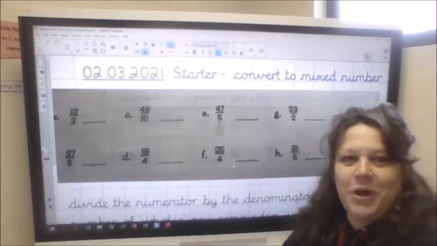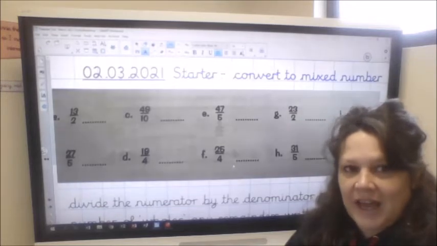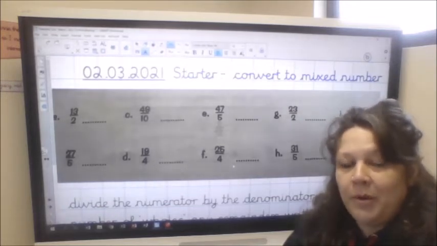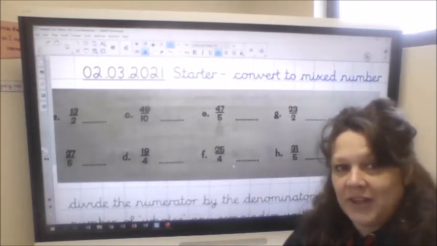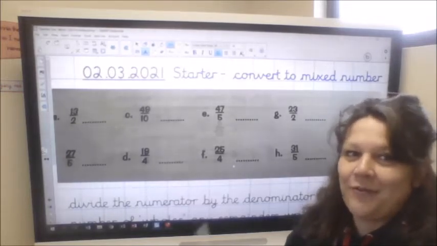Good morning, Year 6, and welcome to Tuesday's maths lesson. We're going to be focusing on percentages today in our main activity. But first of all, we've got a little starter activity where we are revisiting some old friends, fractions.